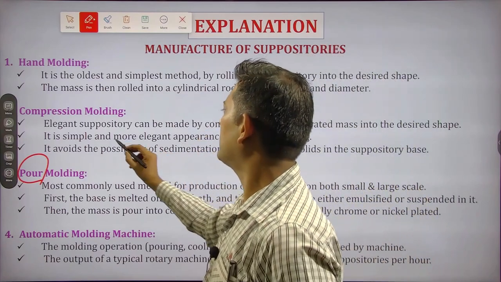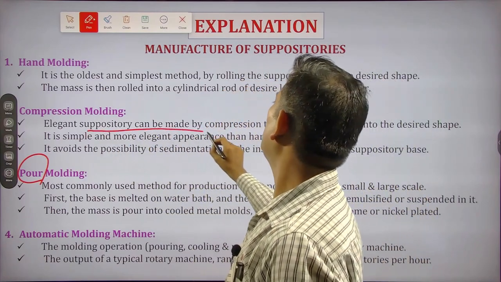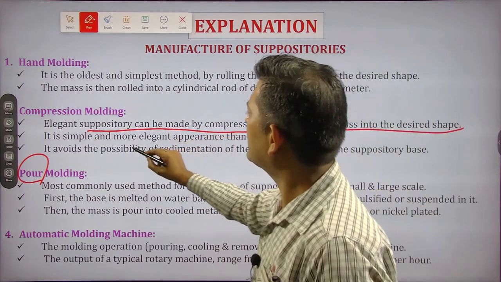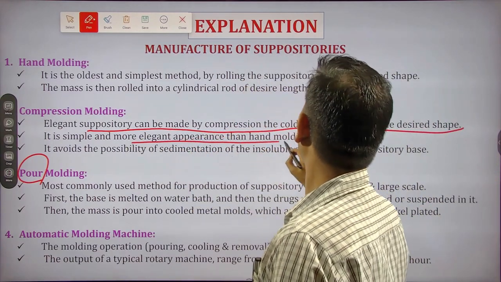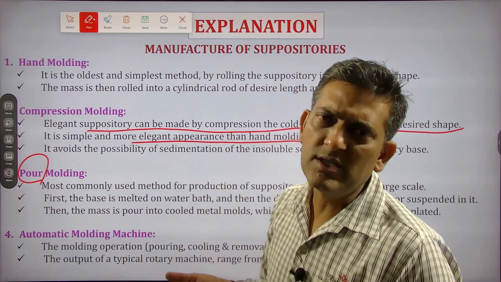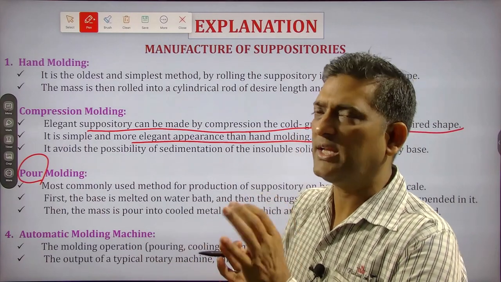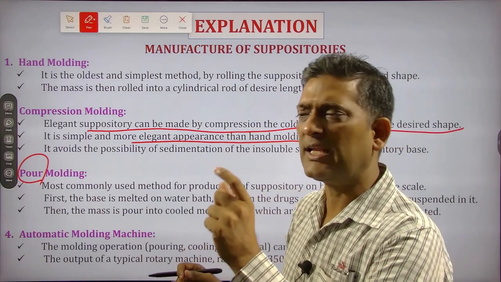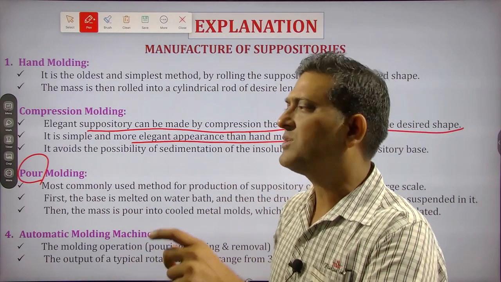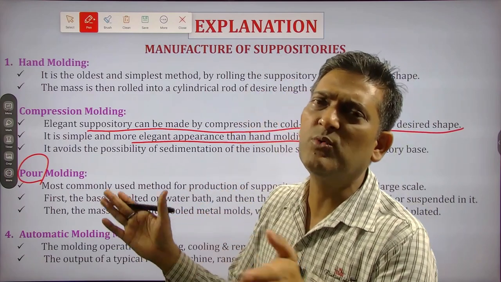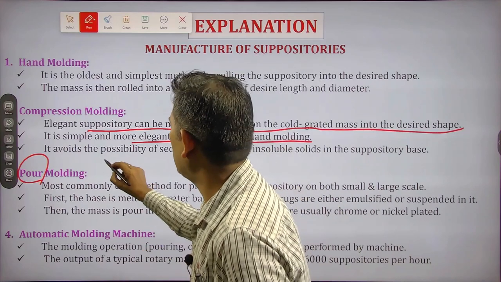What is the method? Let us see. Elegant suppositories can be made by compressing the cold grated mass into the desired shape. It is simple and has a more elegant appearance than hand molding. With hand molding, everybody has their own way, but you cannot finalize the exact shape and exact weight. Everybody cannot give a uniform shape. That is the problem.